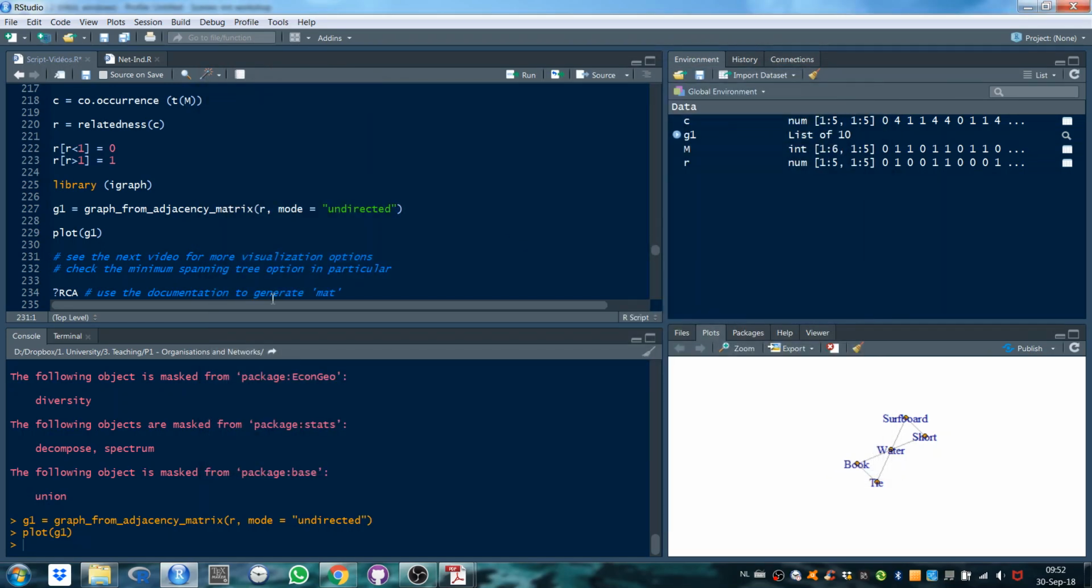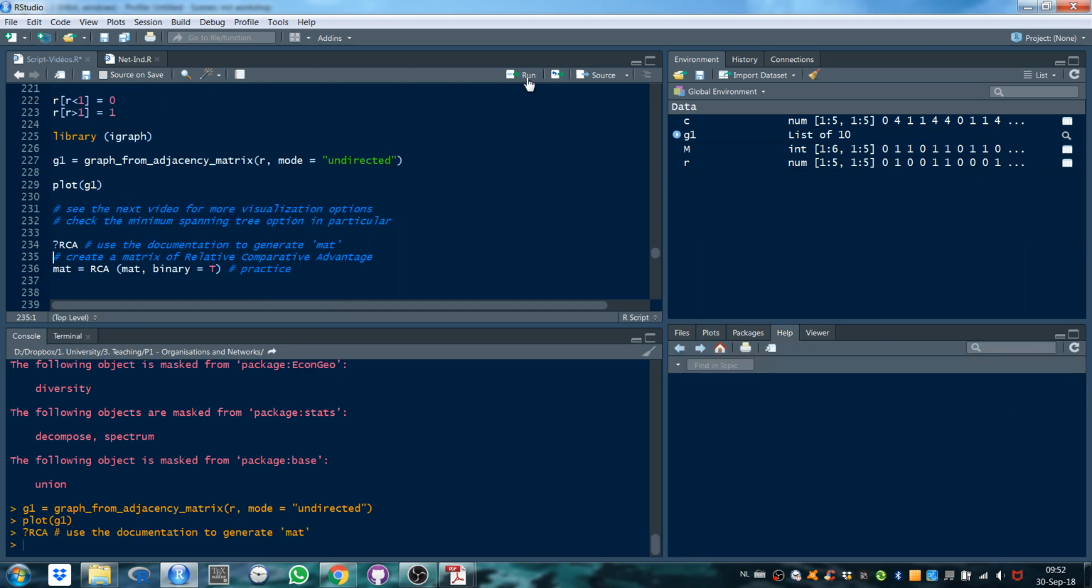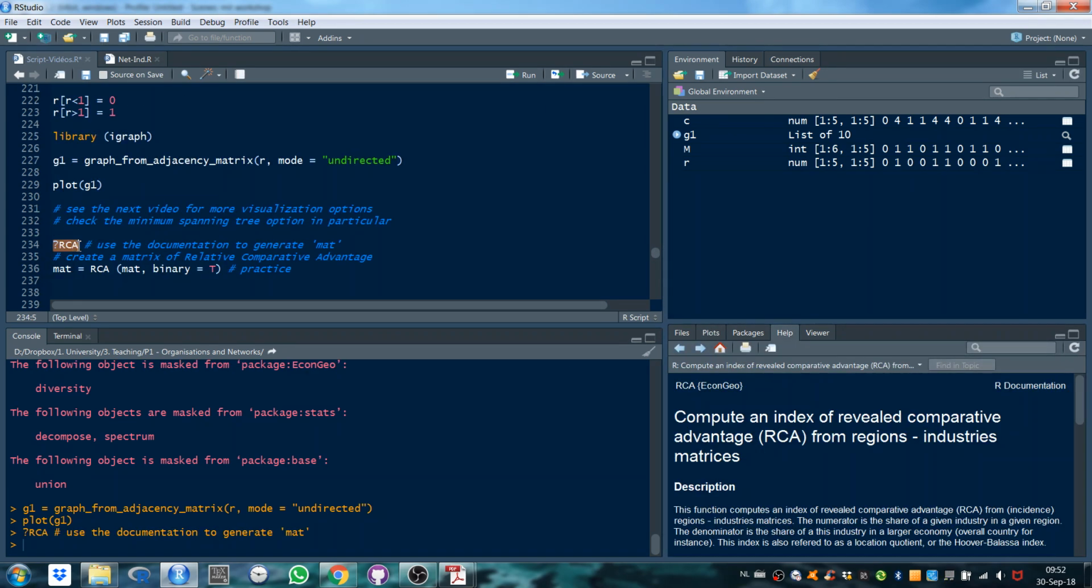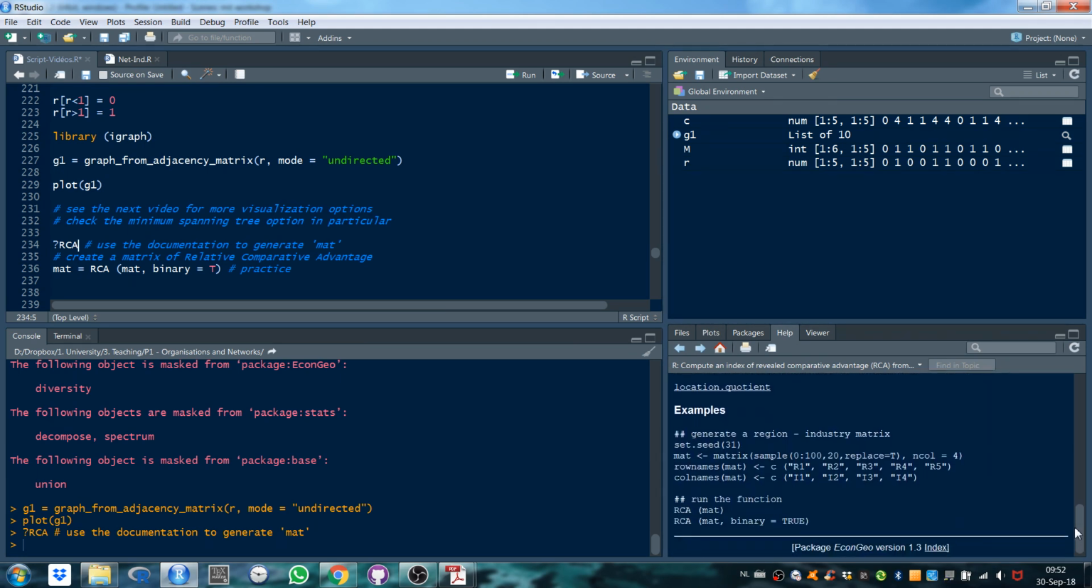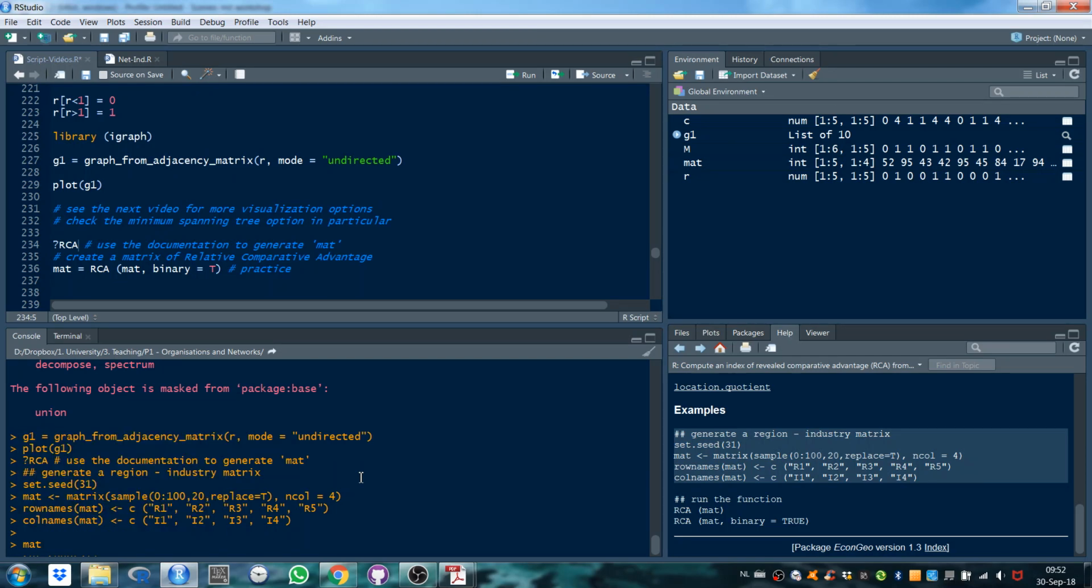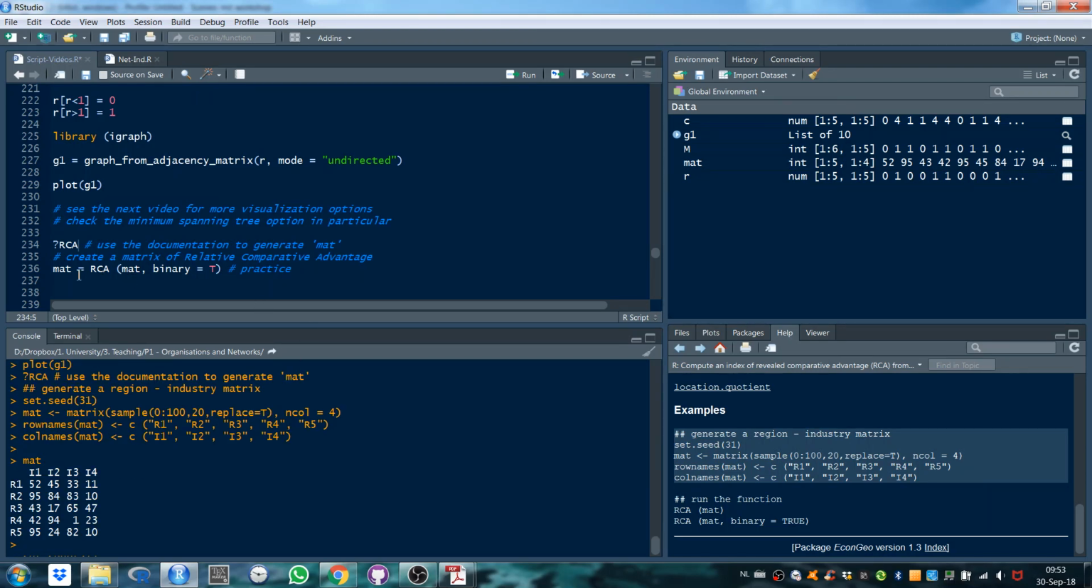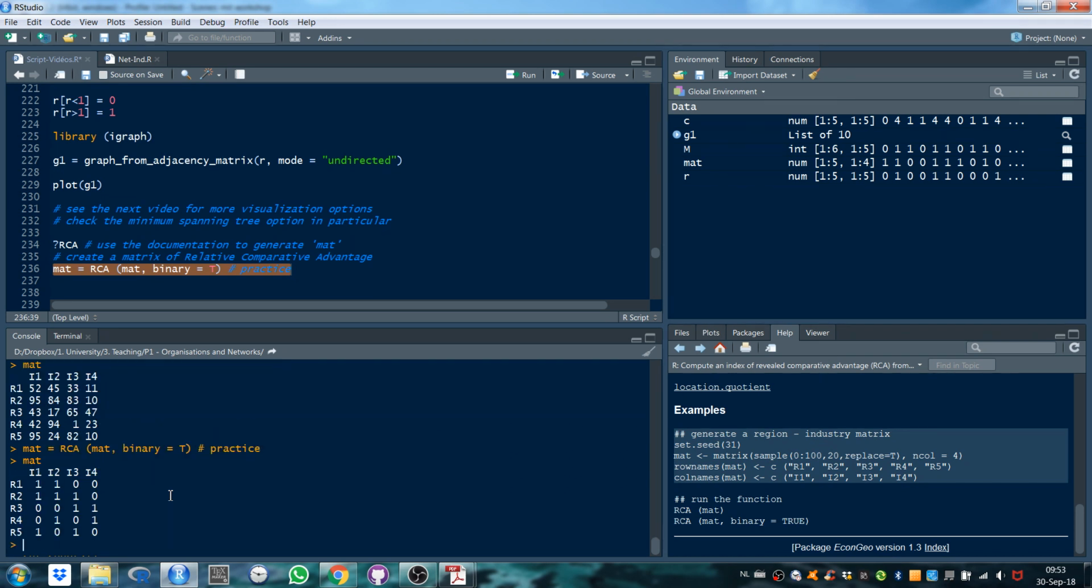So now what you can do is just practice. If you open the documentation by putting a quotation mark before RCA, you're going to have documentation popping up here. And you're just going to copy and paste this example here. Okay, so now you have something called math. And first, you're going to compute the comparative advantage, right? So you get a binary matrix. You can also look for location quotient. Just look at the documentation to make sure that you know what RCA is. And from this matrix, you can play a little bit around and repeat the exercise we just did. And in the next video, we will see how we can use this information to make predictions.